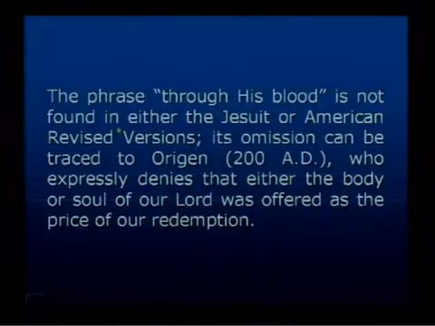Sad state of affairs. The phrase "through his blood" is not found in either the Jesuit or American revised version. Its omission can be traced to Origen, 200 AD, who expressly denies that either the body or soul of our Lord was offered as the price of our redemption. Now you must understand something here. The occultists teach that Jesus never really died for you. The occultists teach that Jesus had an esoteric body. He didn't come in the flesh.